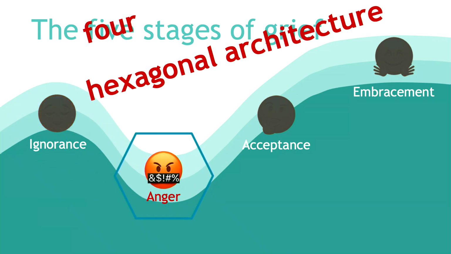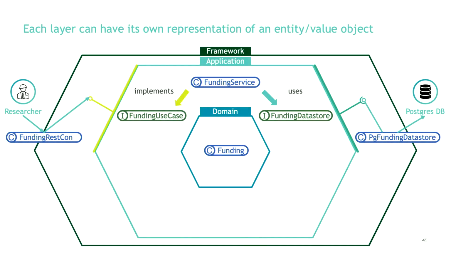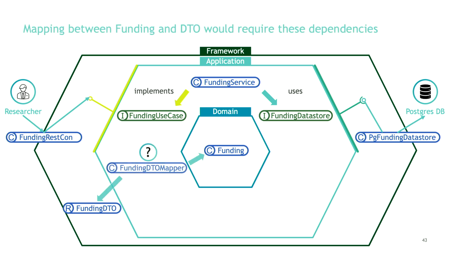So now we're moving to anger. Because each layer can have its own representation of an entity or of a value object. So usually, or sometimes you would like to have something like a DTO that you send to the client. And then to map between your domain object and the DTO, you need a mapper. And this is one thing that I like to help you understand how the dependencies are allowed to flow, because our funding DTO mapper would require a dependency on the funding entity and on the funding DTO.